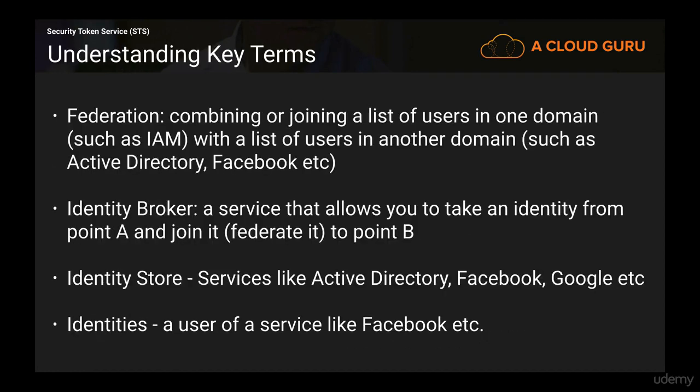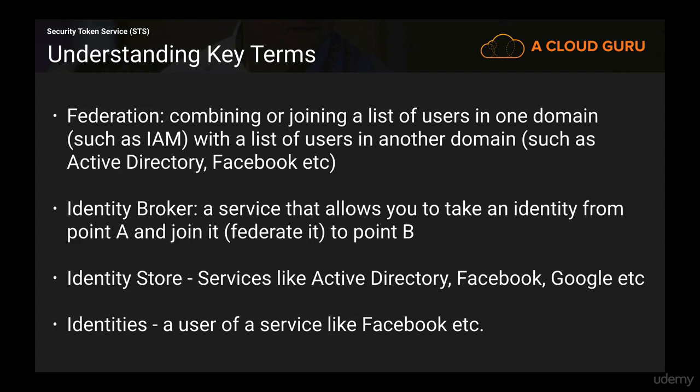So let's just break down some of the terms because it can sound quite complex, and I just want to put it into plain English so you understand the terms when you go in and tackle these exam questions. So federation simply means combining or joining a list of users in one domain, such as Identity Access Management, with a list of users in another domain, such as Active Directory, Facebook, LinkedIn, Google, Amazon itself, etc. Okay, so that's what federation is. You're just combining a list of users from one service with a list of users from another service.